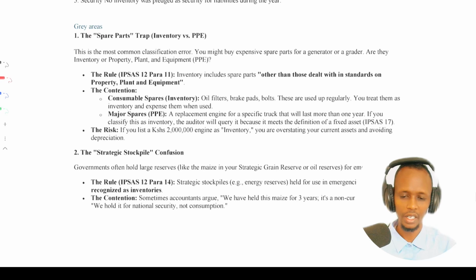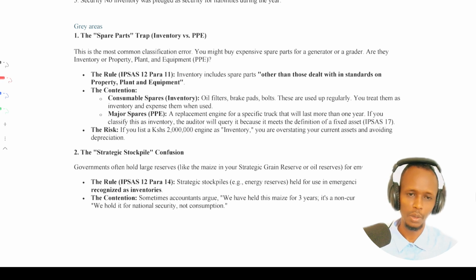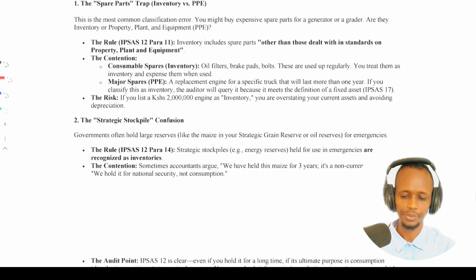There are gray areas. Like, for example, spare parts. Some spare parts are of low value, others are of major value, so there is a risk. Under paragraph 11 it says that inventory includes spare parts other than those dealt with under PPE. If it is an engine, it goes to PPE. If it improves the value of that asset, then you treat it as PPE. If it is just the oil filters and so on, then it is inventory.